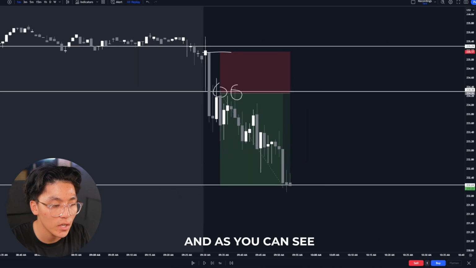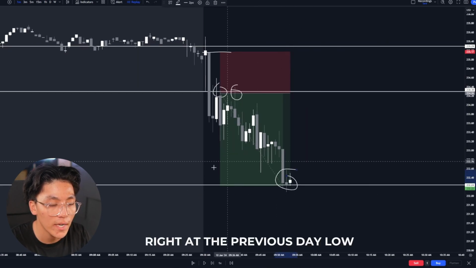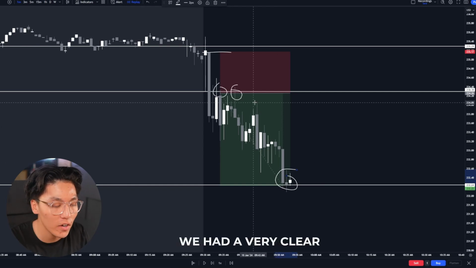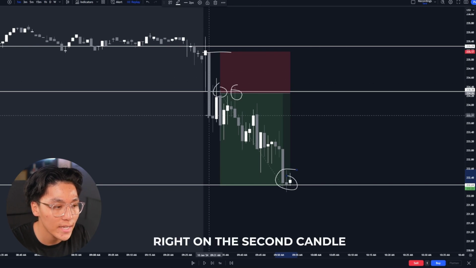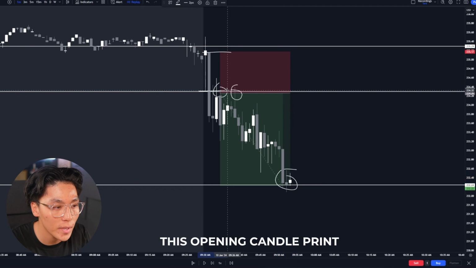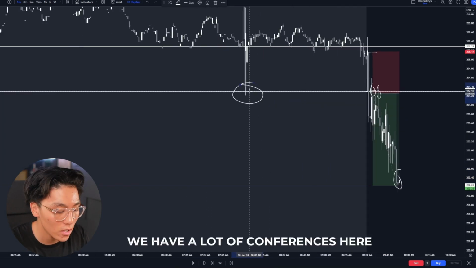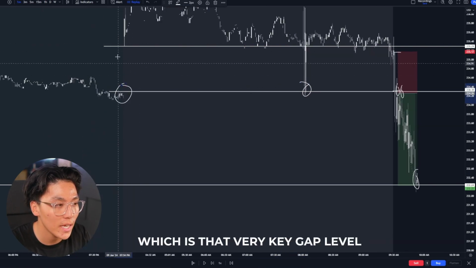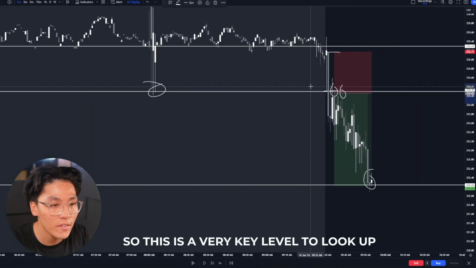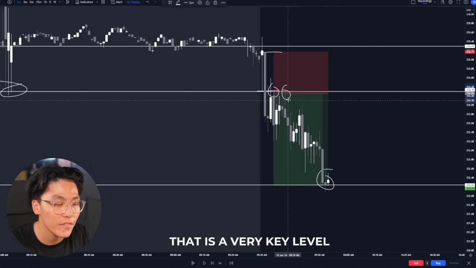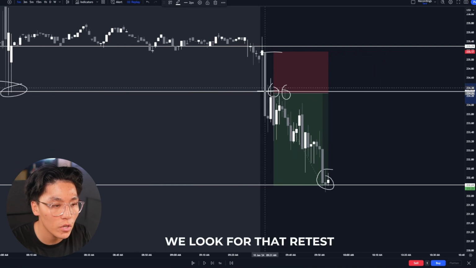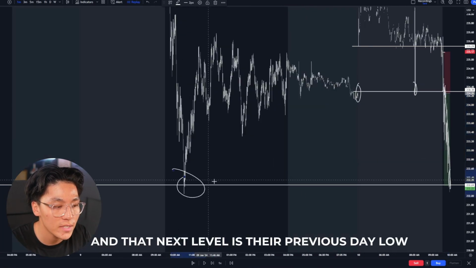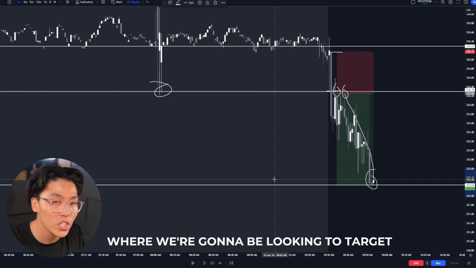And as you can see, we finally hit the target perfectly right at the previous day low, and that is where you want to scale your positions, right? So in this case, we had a very clear push towards the downside right on the second candle. We came back up towards the retest, this opening candle print. We have a lot of confluences here. You can see that we have a touch right here. We also have this gap level, right, which is that very key gap level, this imbalance. So this is a very key level to look out for, the 234.3 level. That's why once we got below, we look for that retest and we look for continuation towards that next level. And that next level is our previous day low. So that's exactly where we're going to be looking to target every single time.